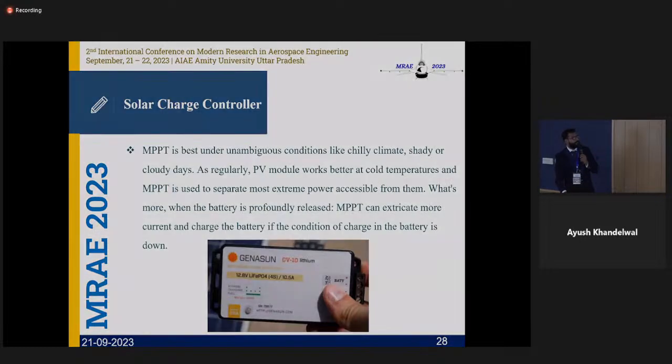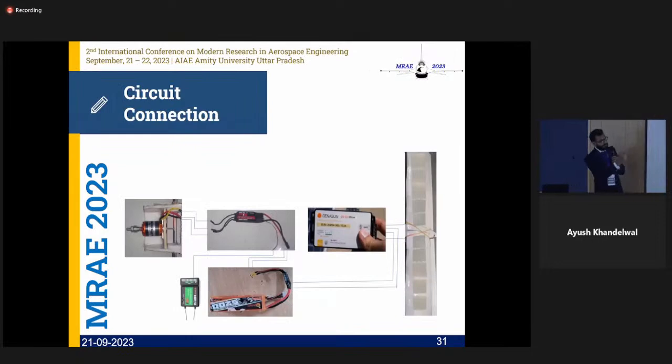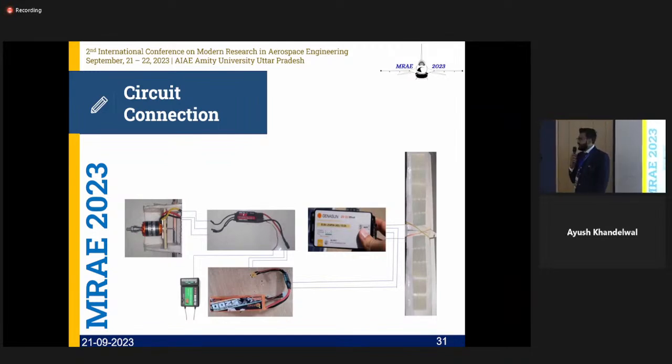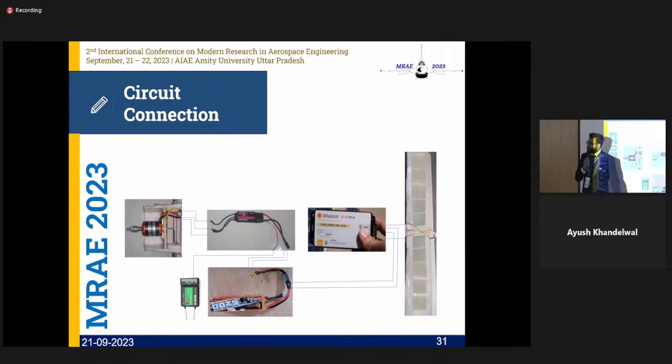So this is the solar charge controller. And yes, the circuit connection goes like this. From my solar cell, I get my connection to my MPPT. From my MPPT, I have to connect to my LiPo battery. And from my LiPo battery, of course, I drive the power through the ESC. My electronic speed controller plays a major role in changing the direction of the motor as well as increasing and decreasing the RPM of the motor, hence the speed of my aircraft. Of course, I do have a receiver. The receiver is the one which commands the ESC, and you, the pilot, command the receiver through your transmitter.